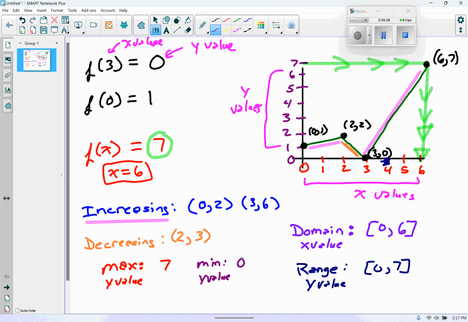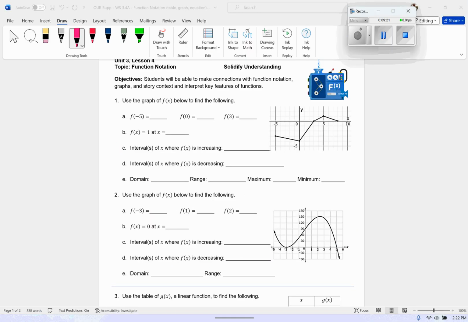So what I want to do is give you a couple of minutes to work on problems 1 and 2 on this worksheet I'm going to give you, okay? Right, let's try it. Here we go. Eyes to the board.